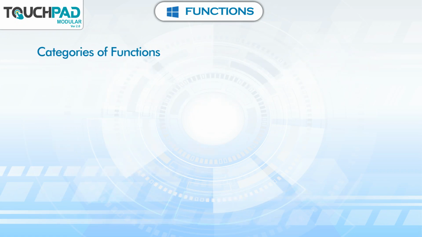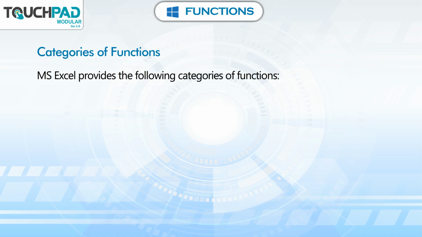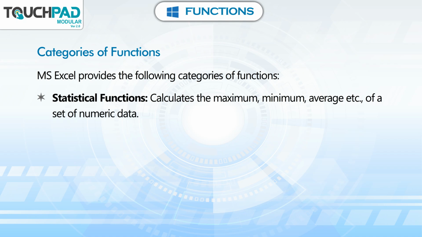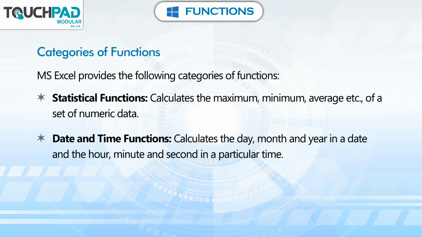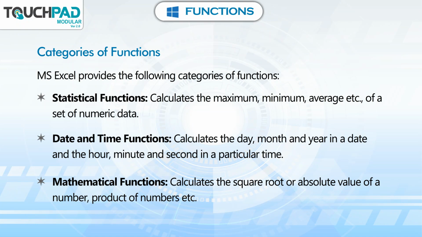Categories of functions. MS Excel provides the following categories of functions. Statistical functions. Calculates the maximum, minimum, average, etc. of a set of numeric data. Date and time functions. Calculates the day, month and year in a date and the hour, minute and second in a particular time. Mathematical functions. Calculates the square root or absolute value of a number, product of numbers, etc.